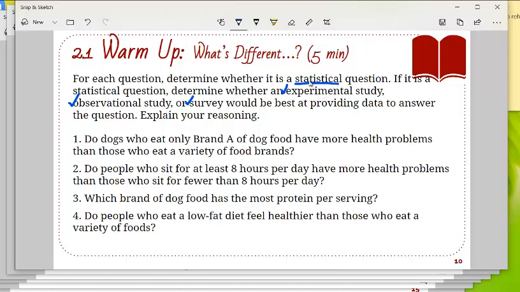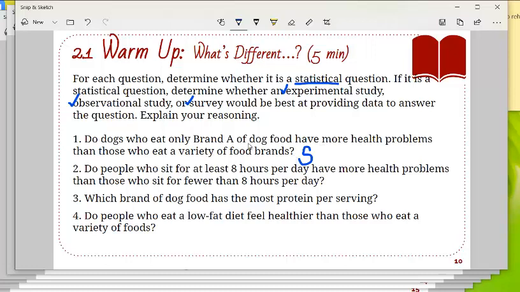Okay, so we're going to first see if it is a statistical question, and then we're going to see what best fits. Question number 1 asks, do dogs who eat only brand A of dog food have more health problems than those who eat a variety of food brands? This is a statistical question. I might find some different variances for dog breeds, or how much the dog weighs, or how often the dog goes for walks. So I'll find definitely some variance. There's not just a right and wrong answer to this. So I'm going to put an S there, meaning statistical.